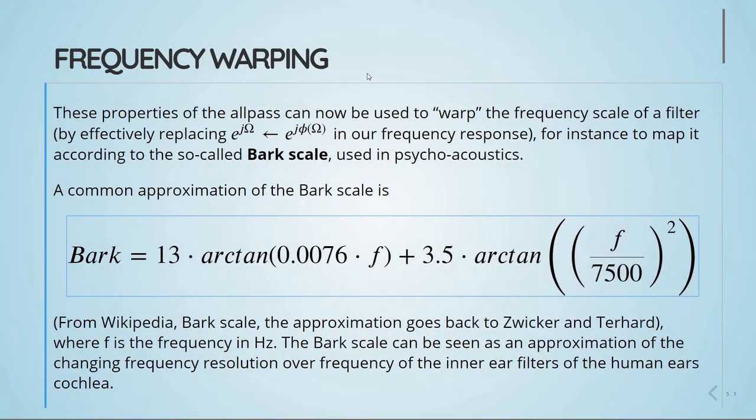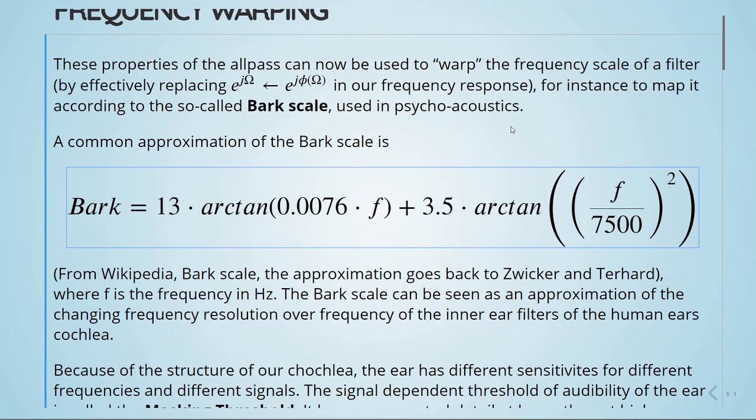So these properties of the all-pass can now be used to warp the frequency scale of a filter by effectively replacing e to the power of j capital omega with e to the power of j, a function of capital omega, in our frequency response. So for instance, we can map it according to the so-called Bark scale that is widely used in psychoacoustics. A common approximation of the Bark scale is given by this equation here.